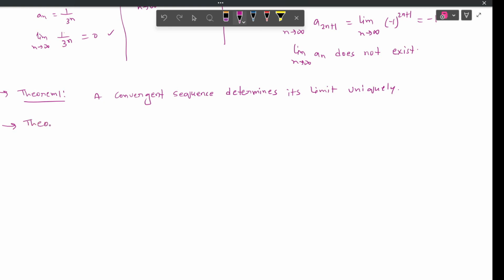Theorem 2 is: every convergent sequence is bounded. Okay, so that means it should be bounded above and bounded below. This is all about theorem 2.